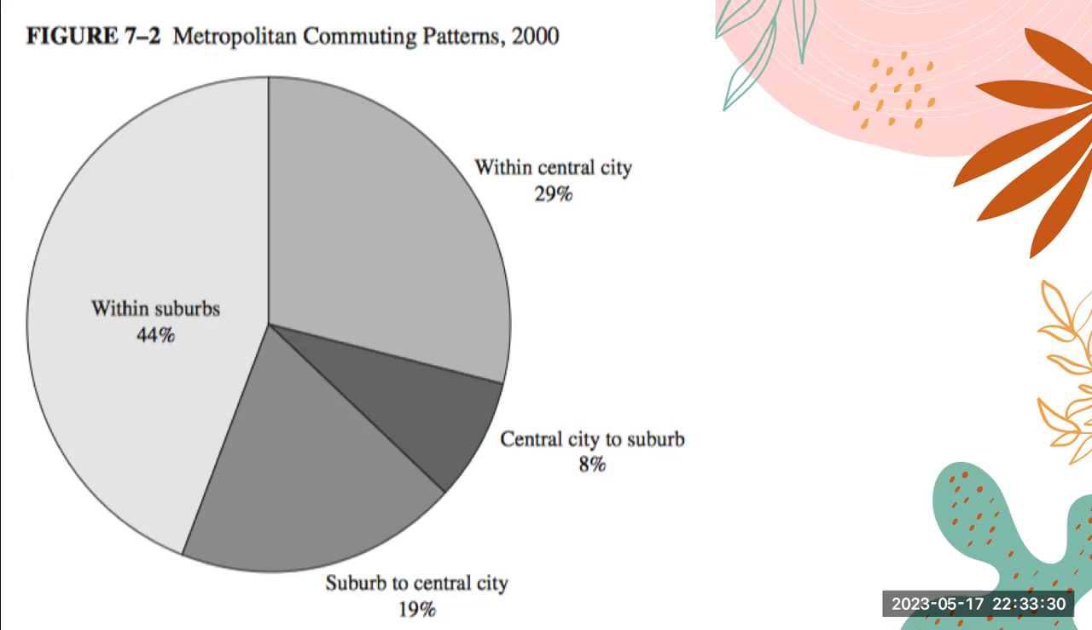So as shown here, about 44% of commuter trips occur outside the central city, while 29% are within central cities. And for commuting between central cities and other municipalities, 19% of commuters live outside the central city and commute to the central city, and 8% do the reverse commute. This is in the United States.